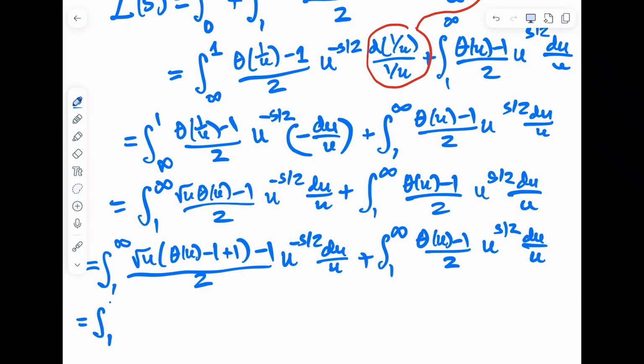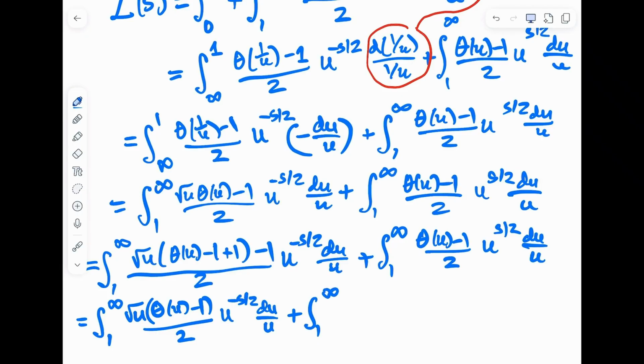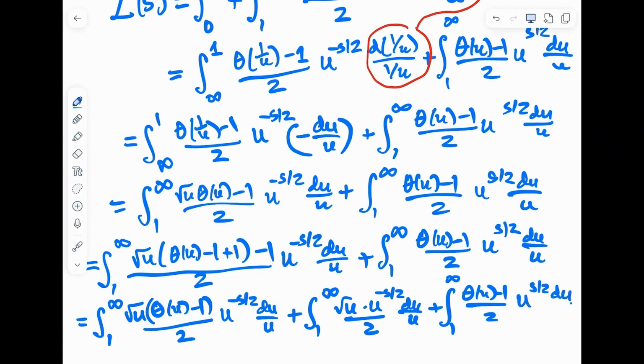I'm going to keep theta of u minus 1 together. And then we have what's left: square root of u times u to the minus s over 2. And then we have the last integral. I'm counting on Jeremy to make sure that I didn't lose any terms. Does it look okay to you?